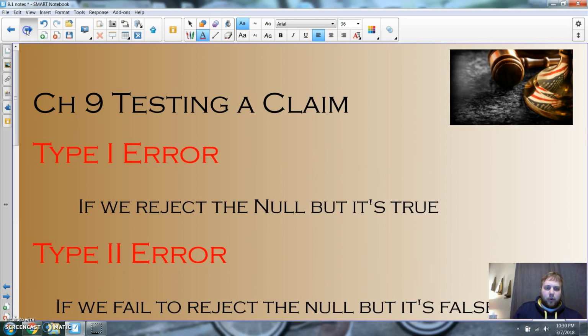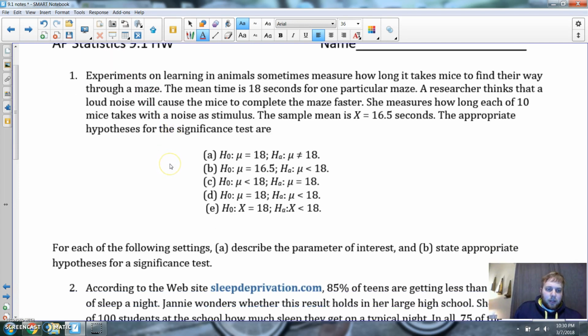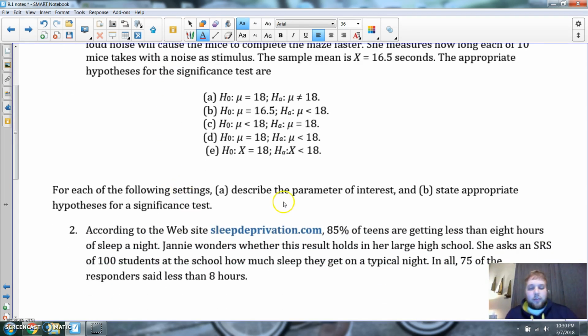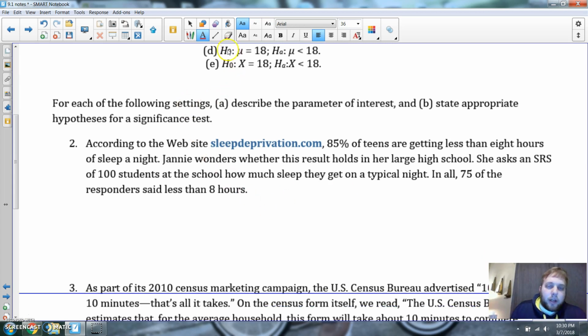I'm going to scoot forward just a second. And if we look at the homework situation, for each of the following settings, describe the parameter of interest and state the appropriate hypothesis. Alright, so let's just do one more, just because I want to make sure you guys got it. So, I like to do the hypothesis first.